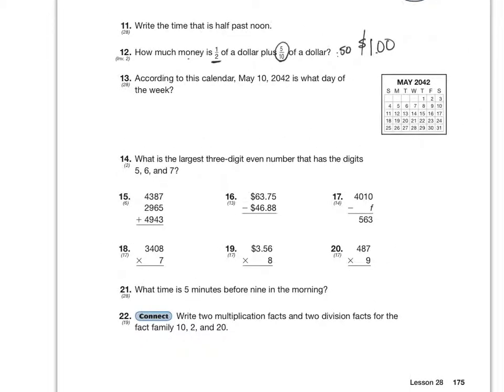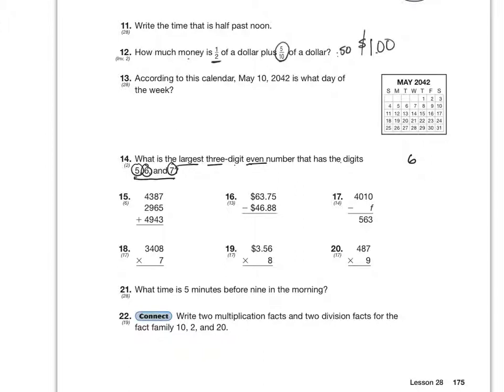Okay. 14. This is easy too, I bet. What is the largest 3-digit even number that has the digits 5, 6, and 7? The largest 3-digit even. So that means it has to end in one number. It has to end in 6. So that's the last number. Would I use a 5 first or a 7 to make the number bigger? It can only be one number with those choices. I'm going to let you figure that out. Okay.